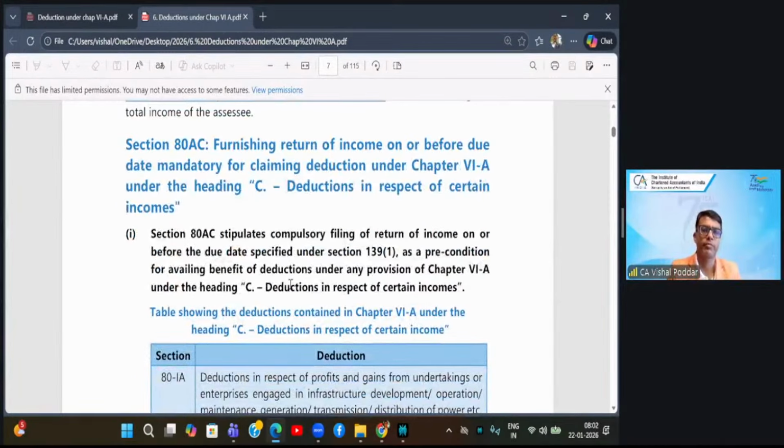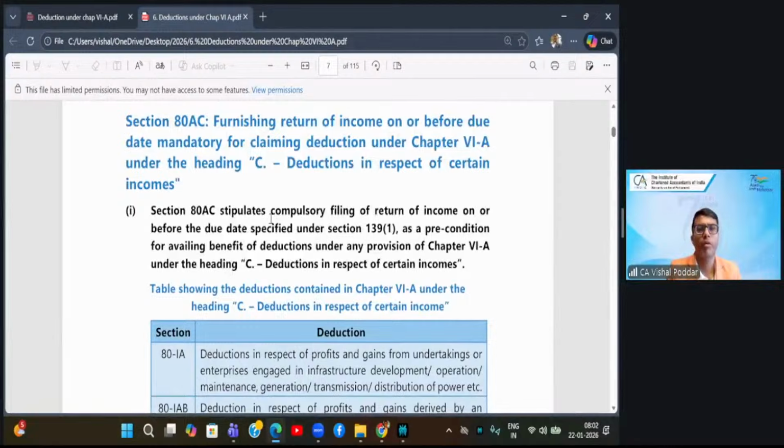And 80AC, continuing the above condition which we studied in point number 9, where it said, I will allow you deduction only if the deduction is claimed in your returns of income. 80AC says, this return of income should have been filed within the due date of filing the returns provided in 139(1). If you file the return late, even if you have claimed the deduction in the return, which is above condition number 9, you have claimed the deduction in return, but the return is filed late after the due date under 139(1), I will not give you the deduction.